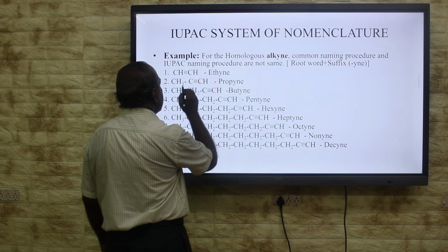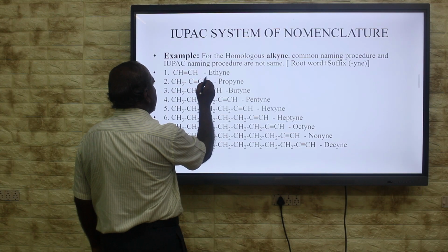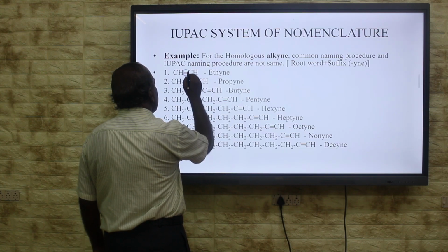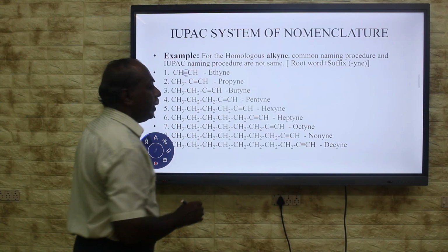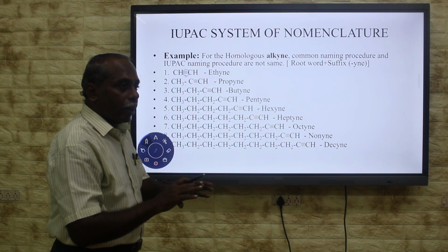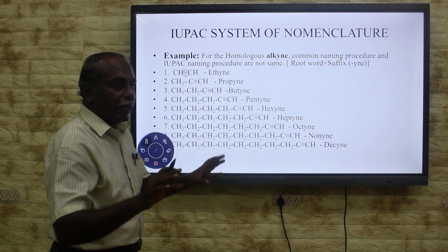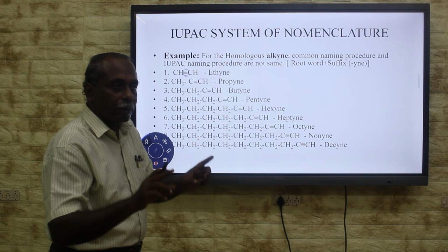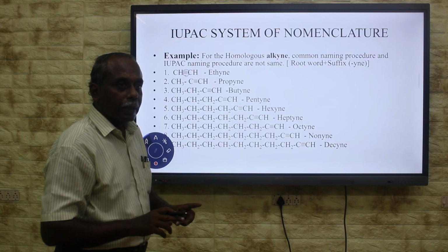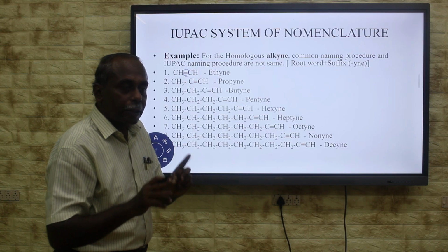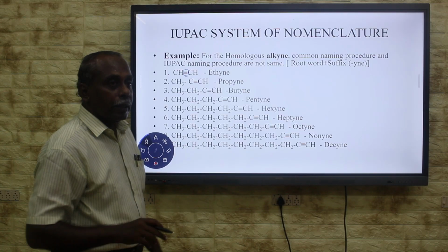YNE indicates a triple bond. Two carbons: eth, YNE, ethyne. This compound has one triple bond. That is the meaning of the name. The name tells what the constituents in the molecule are. There are 2 carbon atoms, which should be indicated in the root word. Then there may be one triple bond, and that should be mentioned: yne.